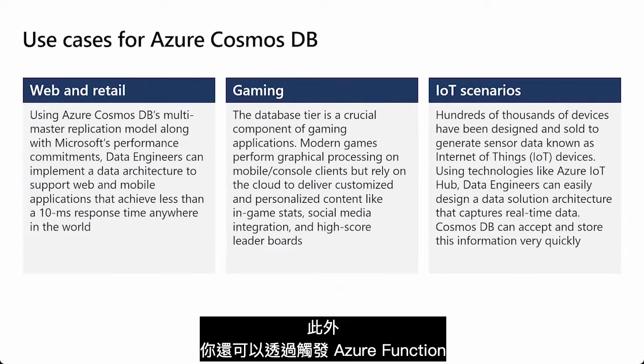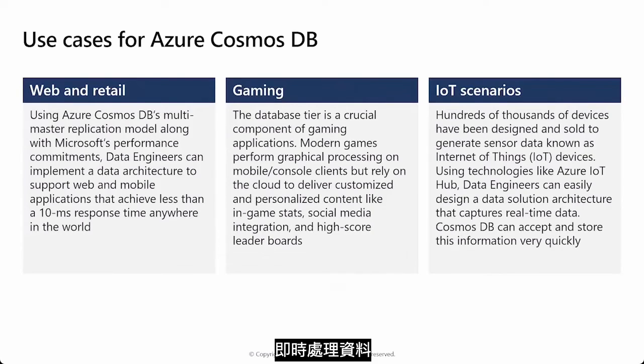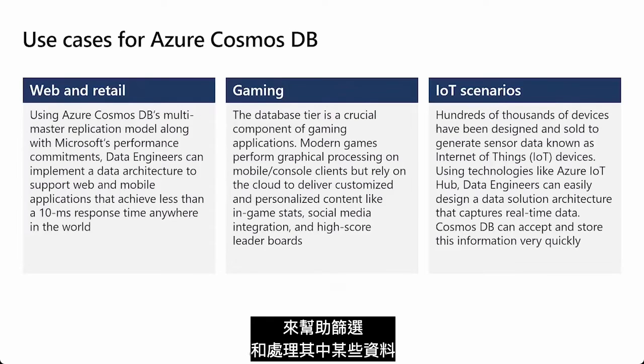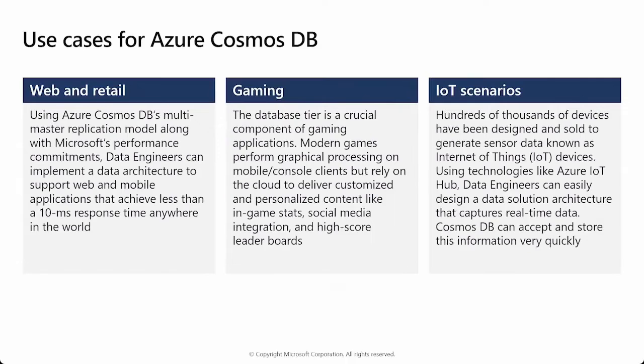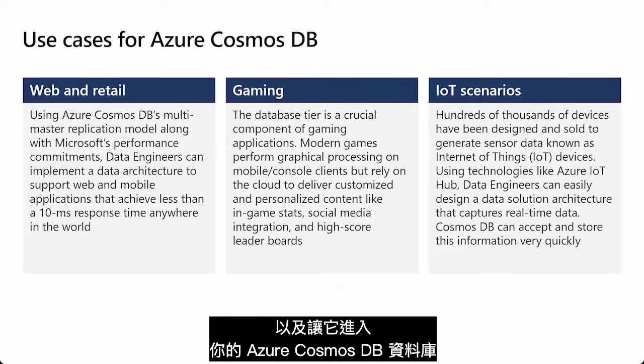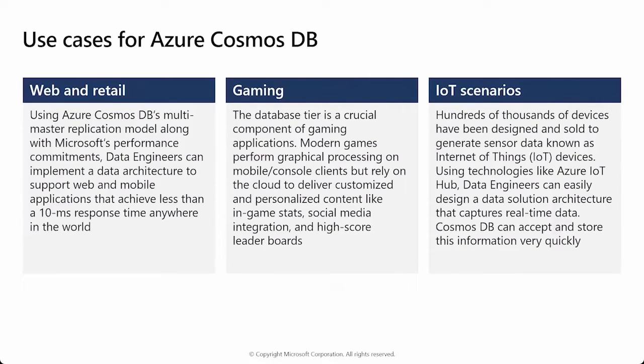Additionally, you can also process the data in real time by triggering an Azure function to help filter and process some of that data as well as it comes into your Azure Cosmos DB database.